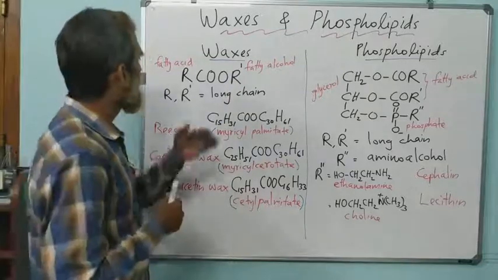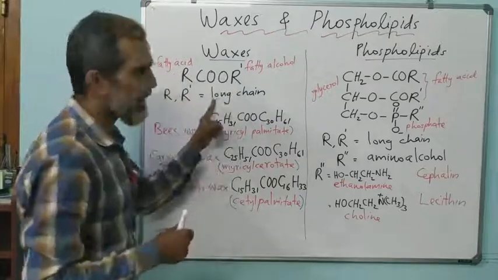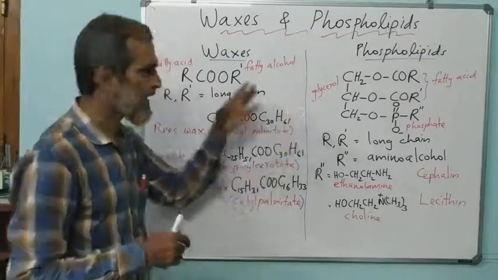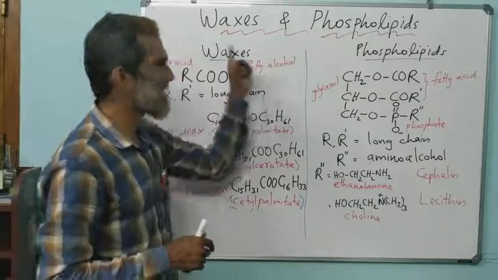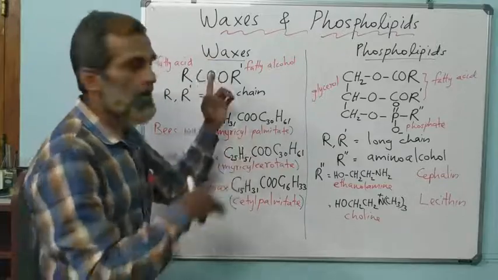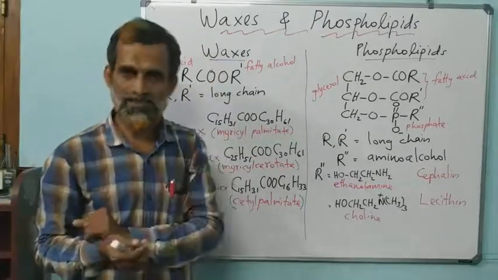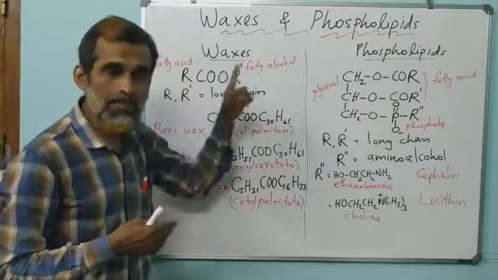Okay? And what about these R groups? Both R groups are long carbon chains. So we can call this a fatty acid part and this a fatty alcohol. That means wax on hydrolysis will give two products. What will be there? There will be fatty acid as well as fatty alcohol.